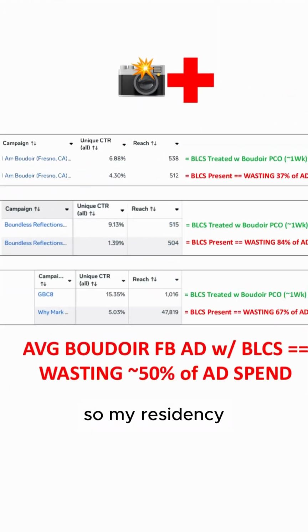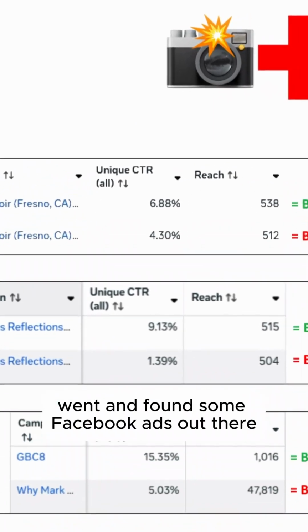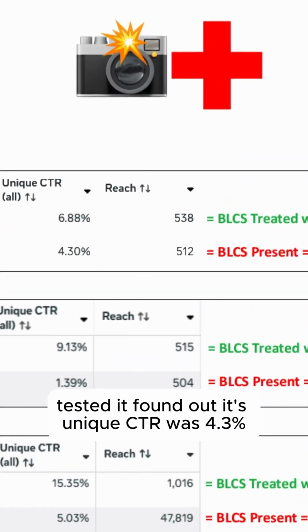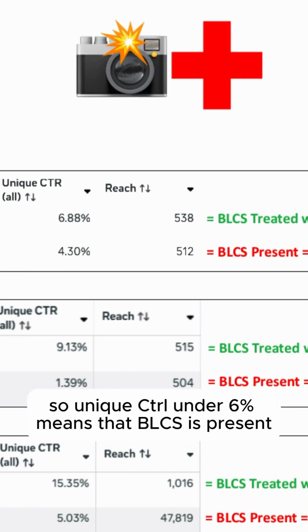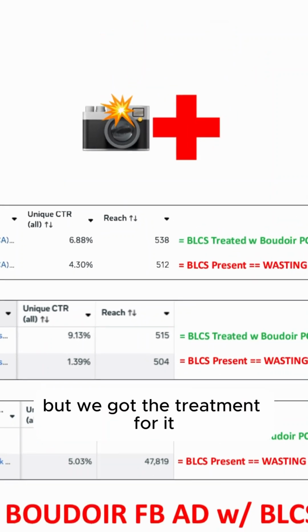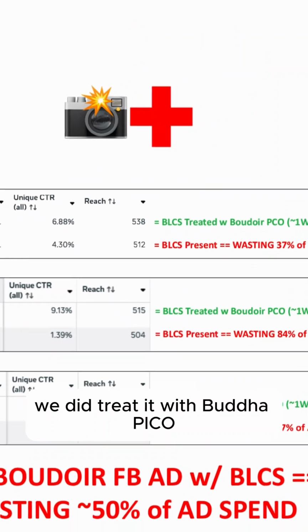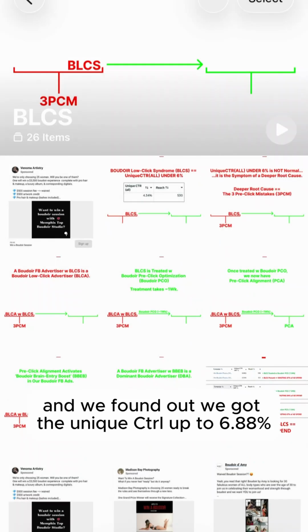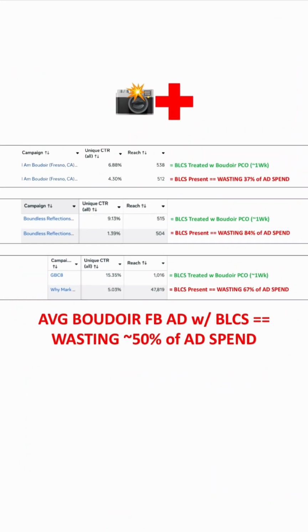So my residency went and found some boudoir Facebook ads out there. Brought the first one back to the hospital, tested it, found out its unique CTR is 4.3%. So unique CTR under 6% means that BLCS is present, boudoir low-click syndrome. But we've got the treatment for it. We did treat it with Boudoir Pico. It takes about a week. And we got the unique CTR up to 6.88%.